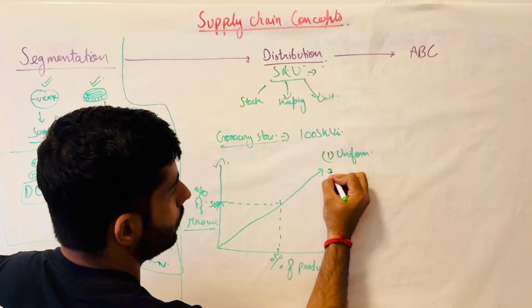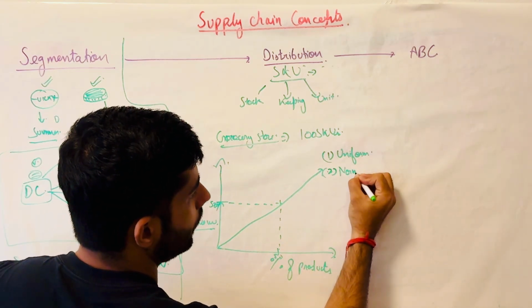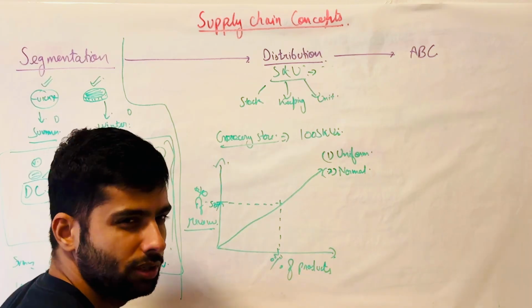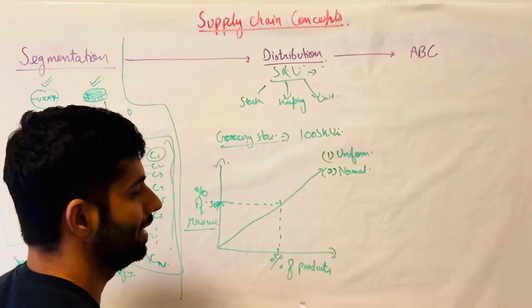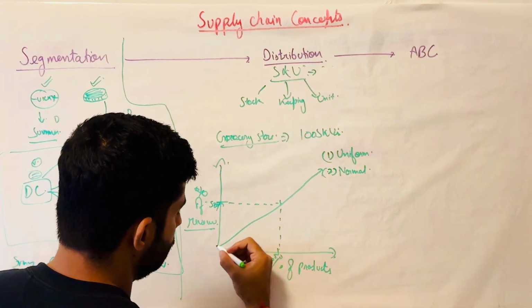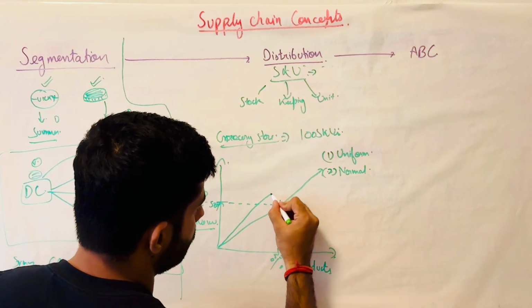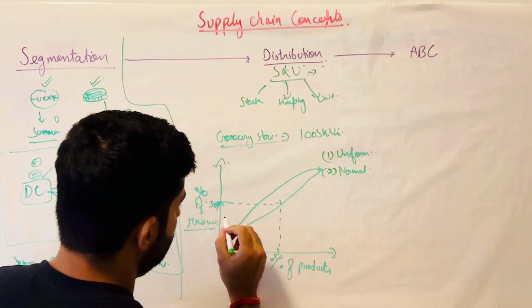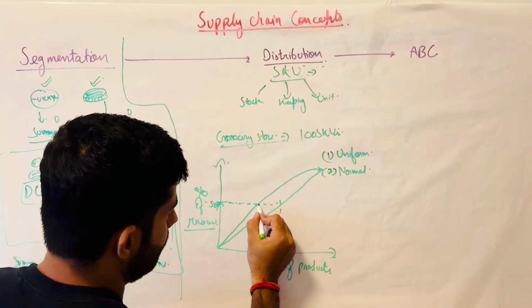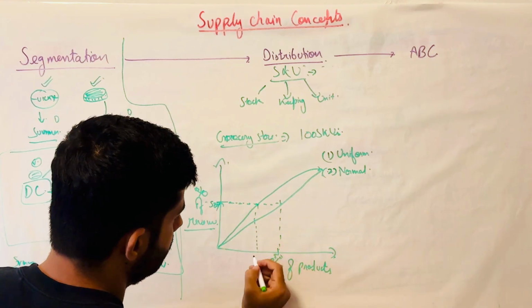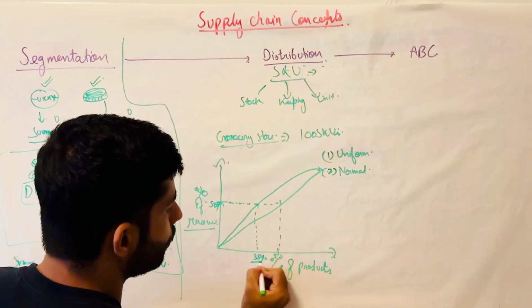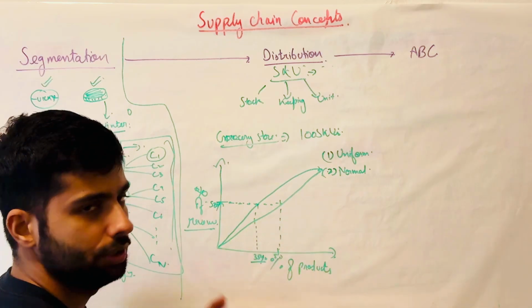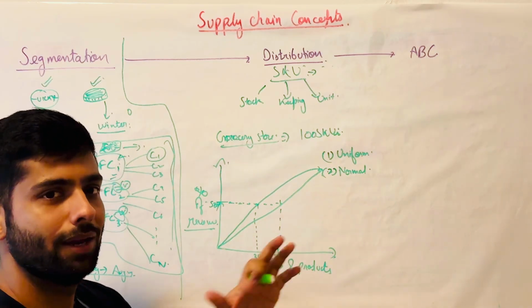The other thing that you do is normal. You assume that some of the products sell a little more, some of the products sell a little less. If I were to plot a graph, it would be something like this, which means, let's say, 50% of revenue was brought in by only 35% of the products. This is called normal distribution, and you must have heard it very often.